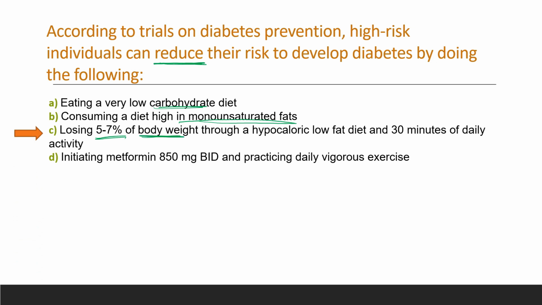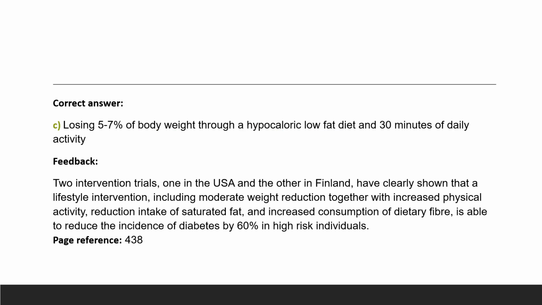That is, losing 5 to 7% of body weight through a hypocaloric low fat diet and 30 minutes of daily activity. There are certain intervention trials in some countries like the USA and Finland, in which we have clearly seen that changes in lifestyle, including moderate weight reduction together with increased physical activity, reduction in intake of saturated fats, and an increase in the consumption of dietary fibers, are able to reduce the incidence of diabetes by around 60%.